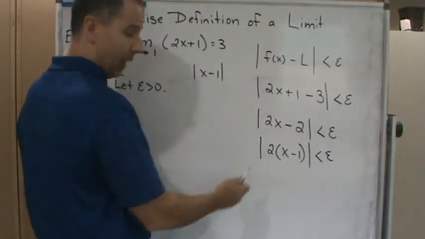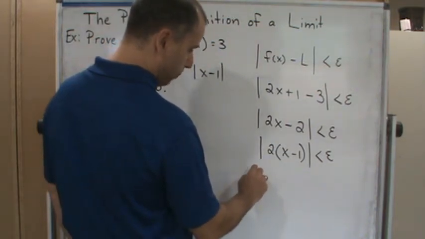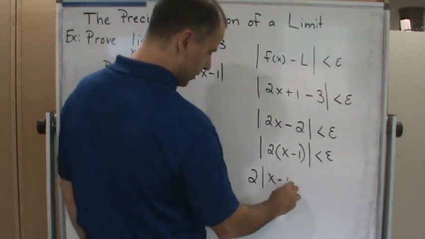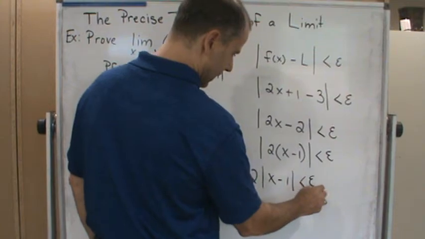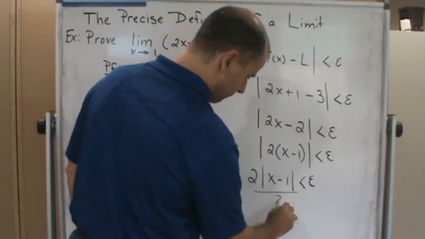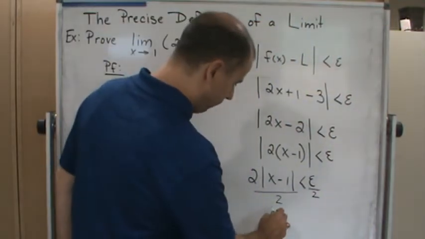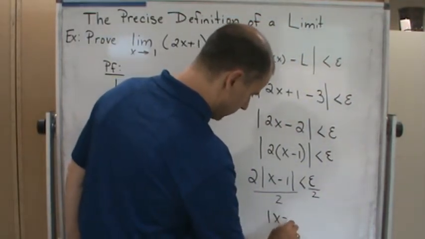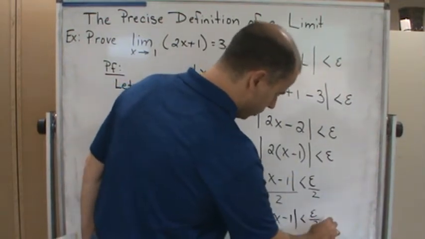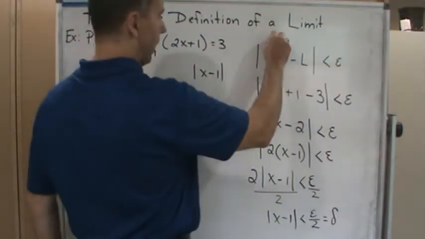Now, I can pull the 2 out because it's a constant, right? So the absolute value of 2 is just 2. So I can pull this out in absolute value, and I get 2 times the absolute value of x minus 1 is less than epsilon, and there's where my epsilon divided by 2 comes from, because if I divide both sides by 2, there it is, and there's my delta. And so therefore, the absolute value of x minus 1 is less than epsilon over 2, which I'm going to set equal to delta. So this is all my scratch work.